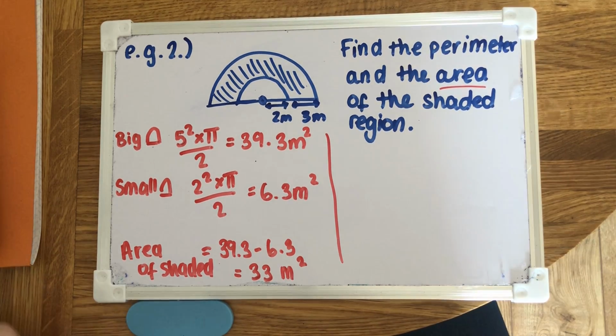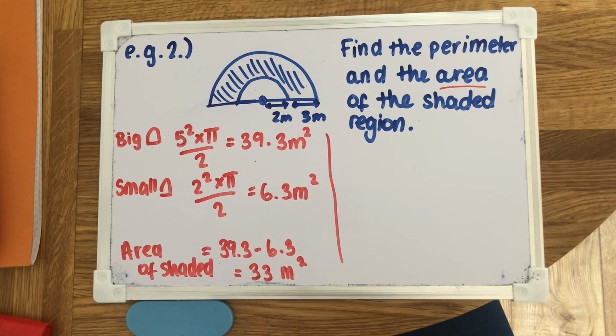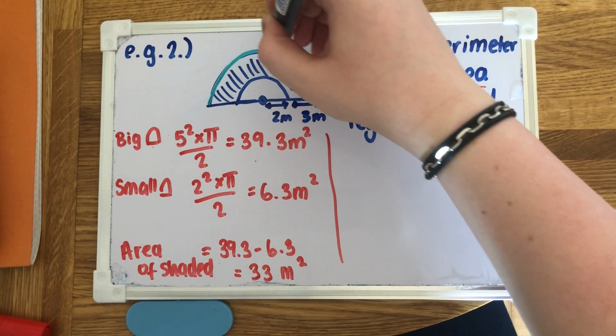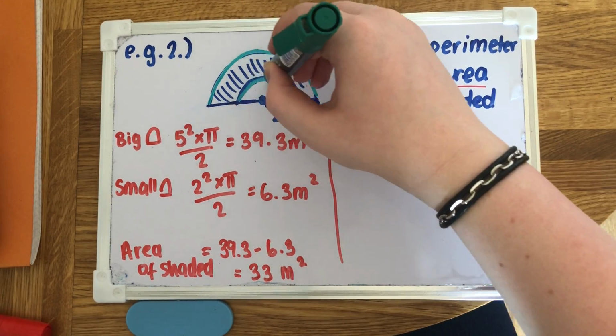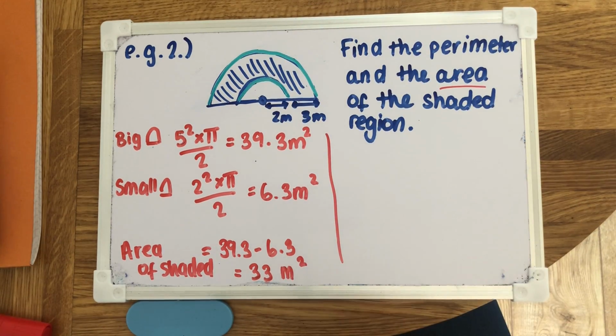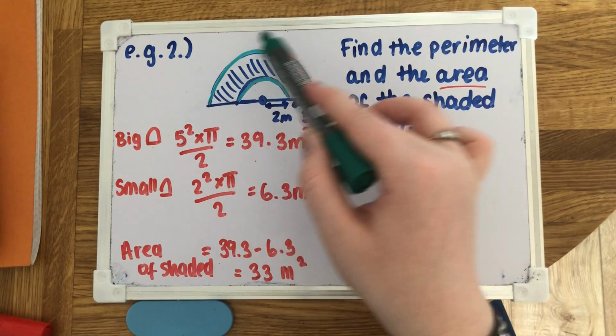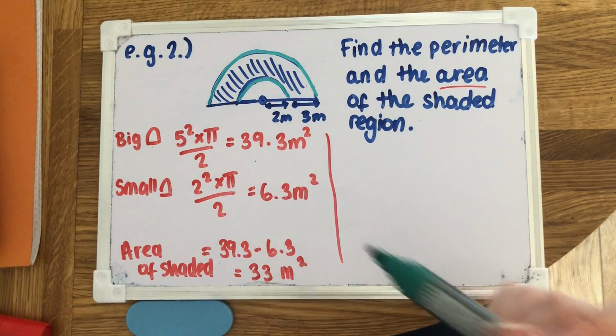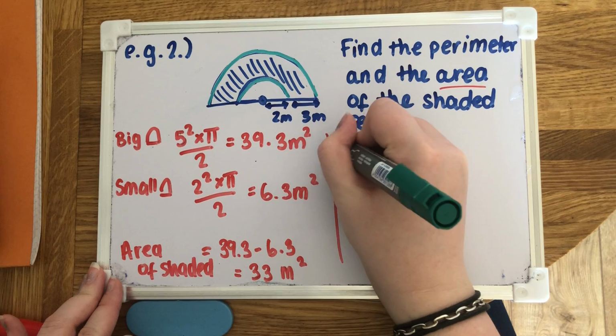So for the next bit, it's actually a similar method. So I'm going to find the circumference of, or the arc length of the outside one, and then I'm going to do the same for the inside one, because we're trying to find the perimeter, so we need to find the length of the big one, the length of the small one, and then we're going to add on these 2 little bits here. So again, I'm going to start with the big one.